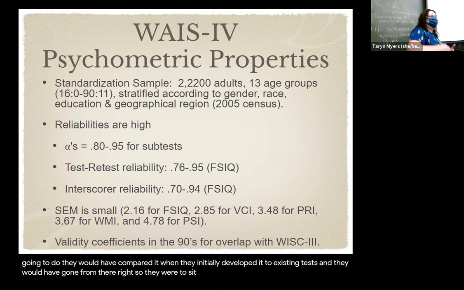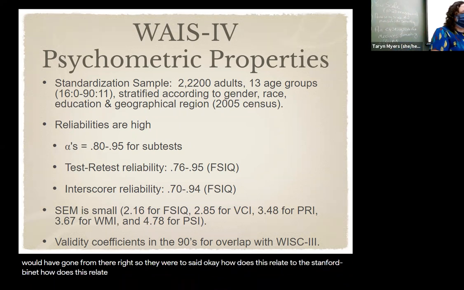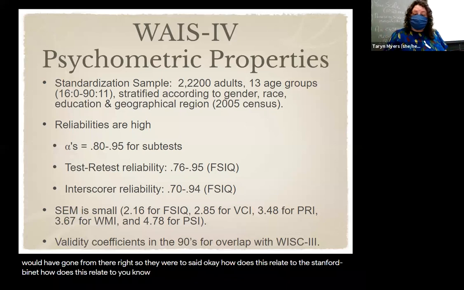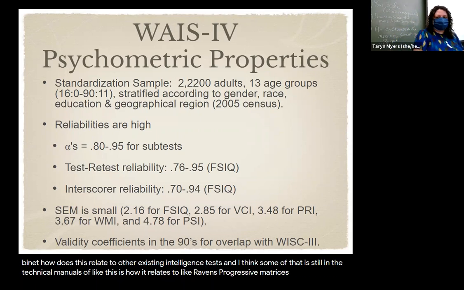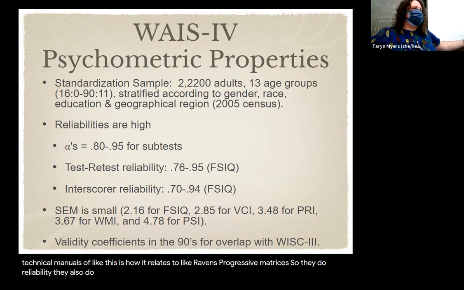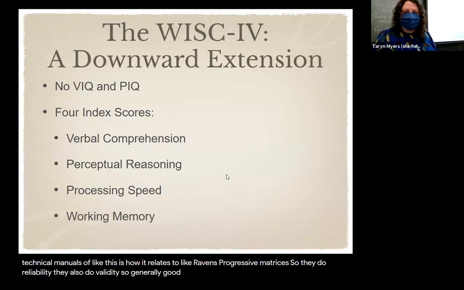They would have said, okay, how does this relate to the Stanford-Binet? How does this relate to other existing intelligence tests? And I think some of that is still in the technical manuals, like how it relates to Raven's Progressive Matrices or other existing things. So they do reliability. They also do validity. So generally, good stuff. All right, so the WISC.